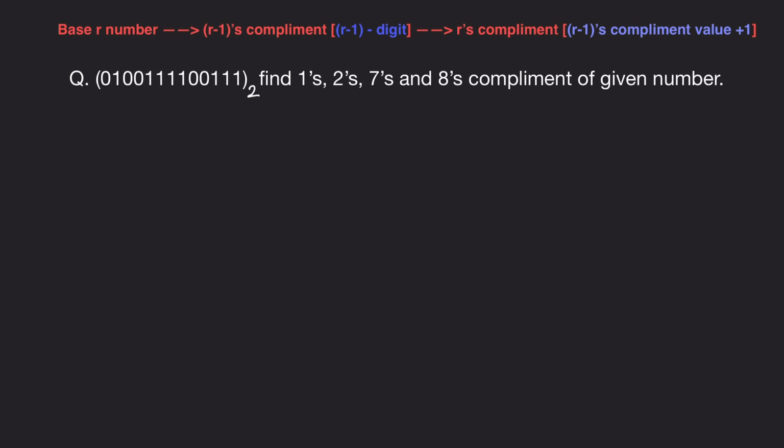So here I am taking a binary number, and with this binary number we have to find one's complement, two's complement, seventh complement, and eighth complement. First we try to find one's complement. We can say that here r is equal to 2. So one's complement will be r minus 1's complement.